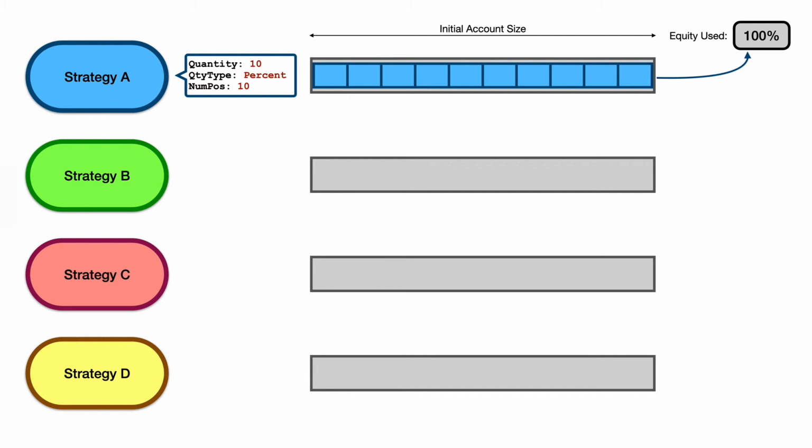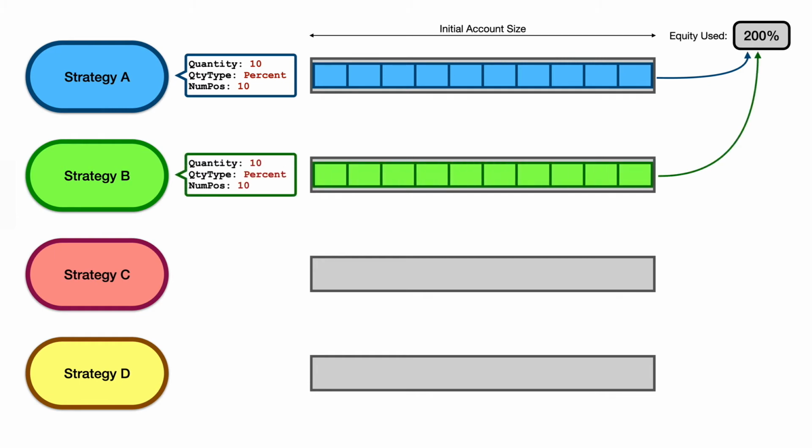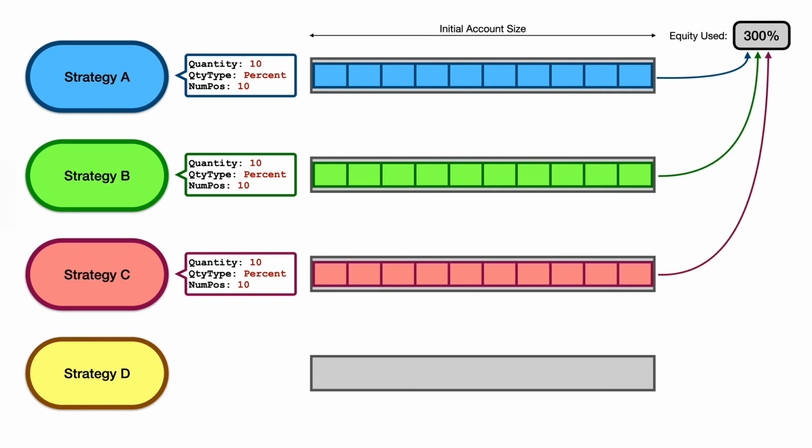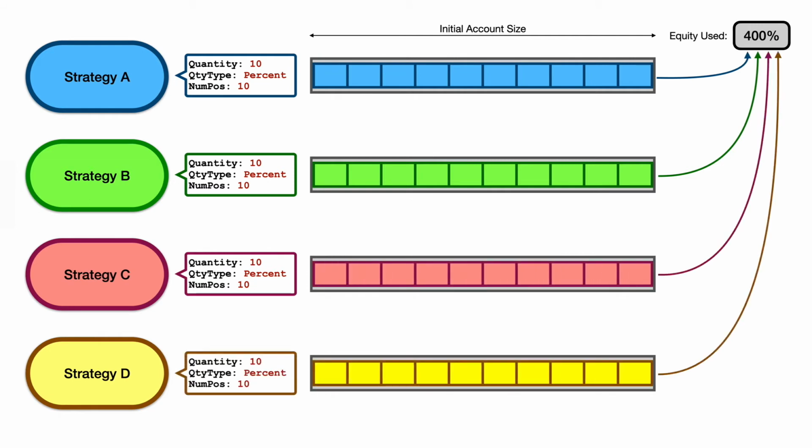And strategy B, if it was to have the same quantity and positions formula, would end up also using 100% of the initial account size, so 200% of our initial account size would be used, and so on for C and for D. And this, of course, is possible in many trading accounts if you have the ability to have leverage. And leverage means that you can buy more shares than you actually have in money. In this case, if all positions were taken, we're buying 4 times the amount that we actually have in the account. So if the account size is $100,000, we would be buying $400,000 worth of equity.